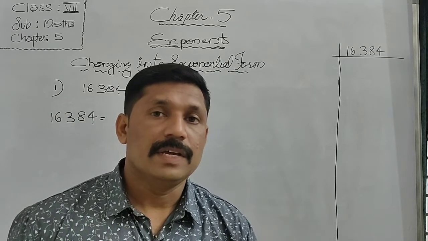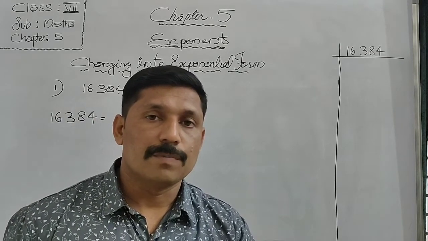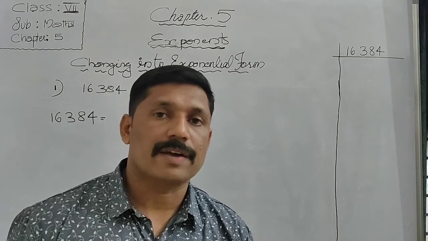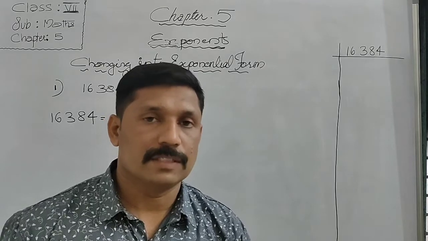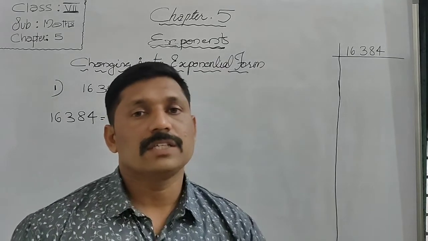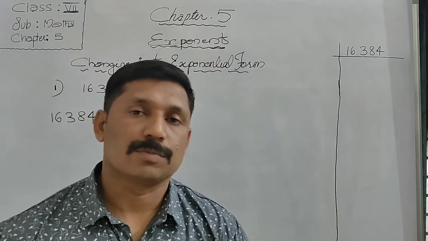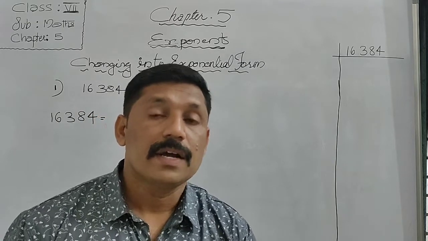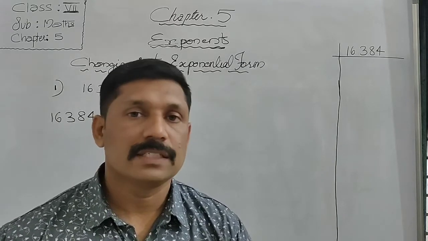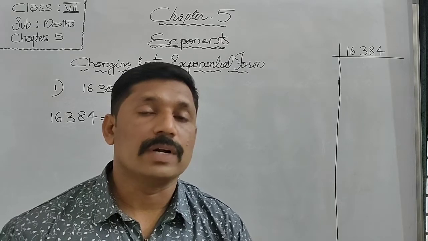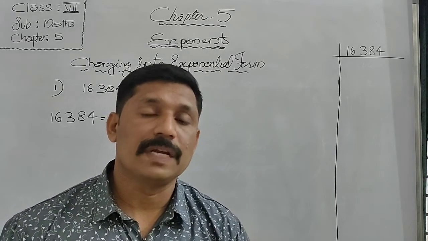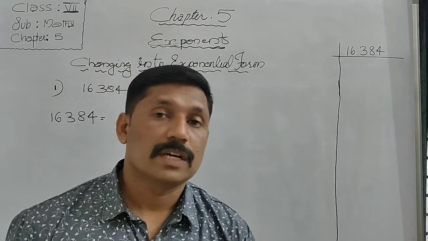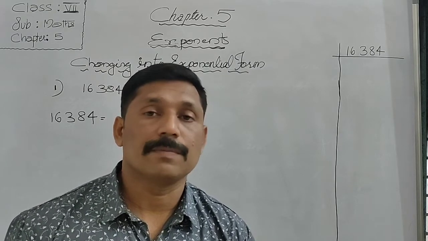And then we write that in the form of base and powers. How many times? If a factor is repeating 5 times, then its power will be 5, and that factor is the base. So in this way we change a number into exponential form. First factorize the number, and then we take all the factors together and count how many times each factor repeats, and the number of times it is repeating will become the exponent, and that factor will become the base.